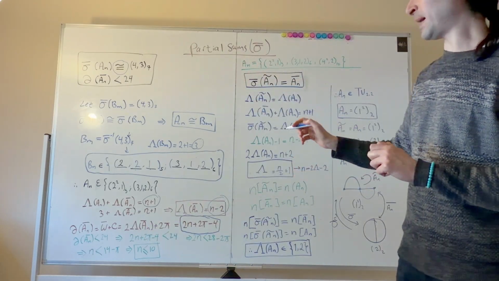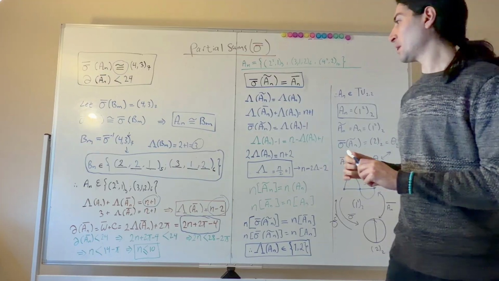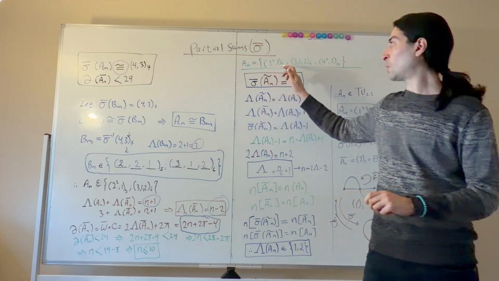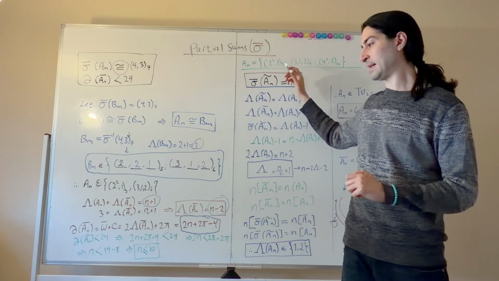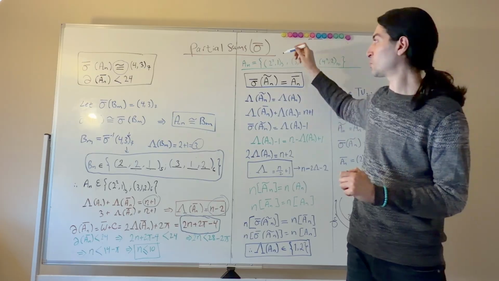So let's go back now to Bm. 221 subscript 5 has a degree less than 10, so this one works.